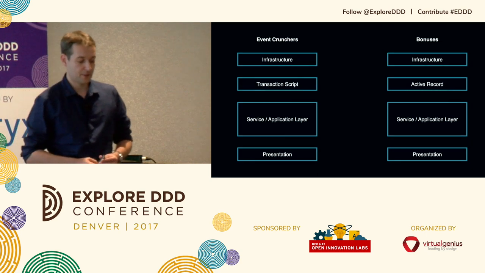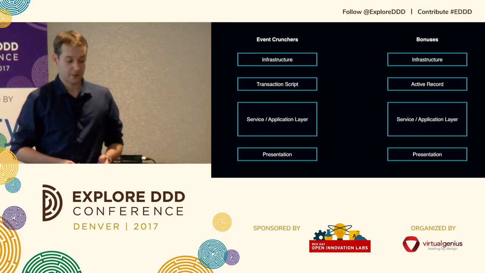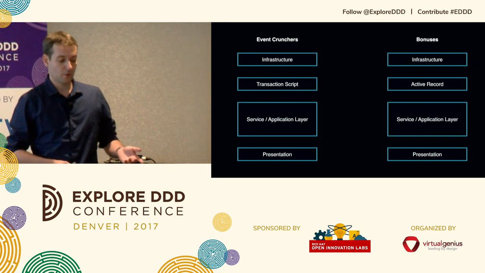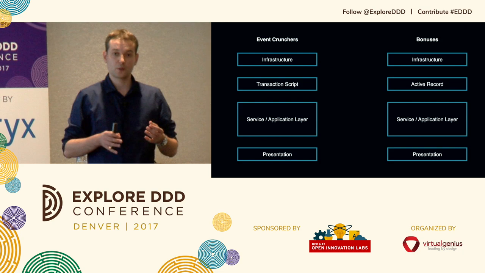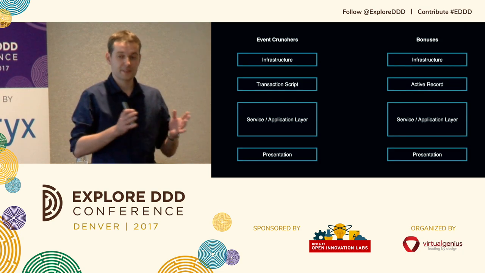Just as in Event Crunchers, the business domain was initially categorized as a supporting one. But as the system evolved, it gradually mutated into a core domain. We found ways of making money out of these processes.